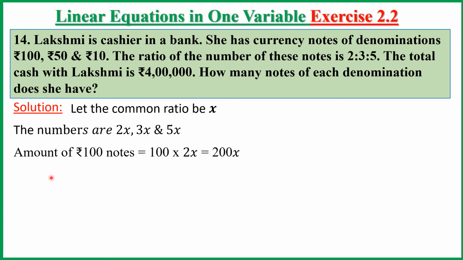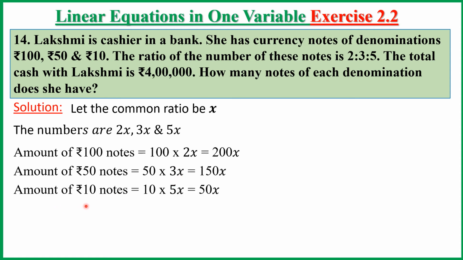For that, the number of 100 rupee notes is in the ratio 2x. If you multiply the number of notes 2x with the value 100, you will get the total amount of 100 rupee notes she has. That is 100 into 2x equals 200x. Likewise, for 50 rupee notes, 50 into 3x equals 150x. This is the amount: 150x is the amount and 3x is the number of notes. And the amount of 10 rupee notes equals 10 into 5x equals 50x.